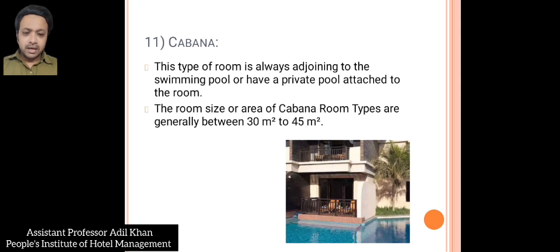The 11th room is cabana. This type of room is always adjoining the swimming pool or has a private pool attached to the room. The room size or area of cabana room types is generally between 30 square meters to 45 square meters.